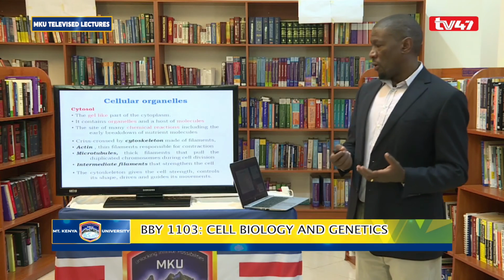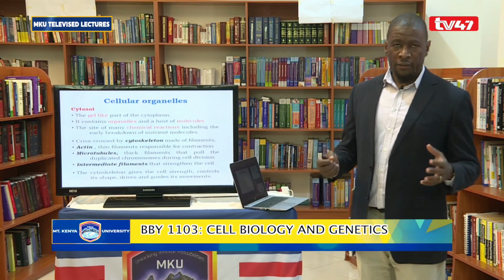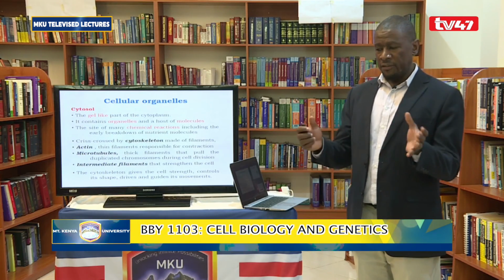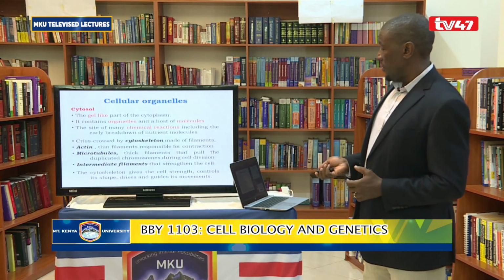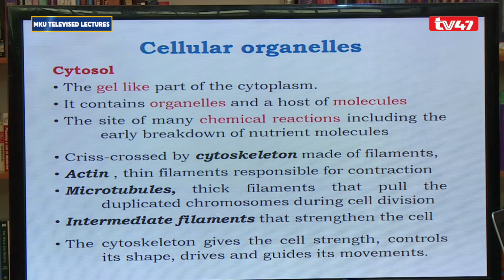And their main role is to strengthen the cell. So they act as the structural part of the cell. Now the cytoskeleton gives the cell strength, it controls its shape, drives and guides its movement. So when cells are moving, the shape and also the strength of the cell is made possible by the cytoskeleton, which is found in the entire cytosol region.